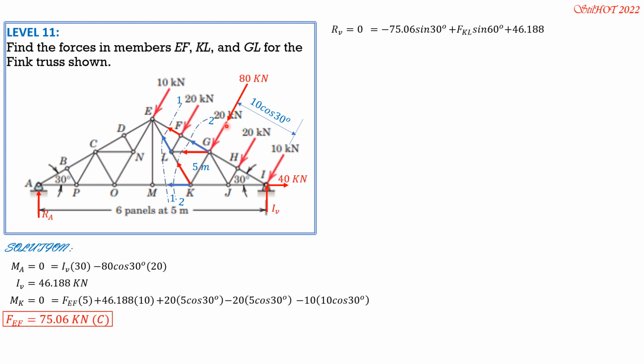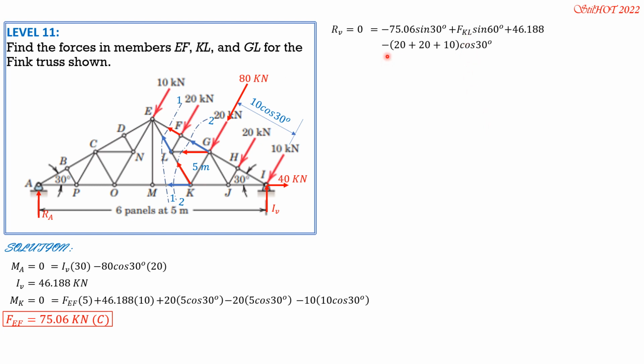Then minus 20, 20, 10. These three forces, their vertical components are multiplied by cosine of 30 because the angle that each of these forces makes with the vertical is 30 degrees. So minus quantity 20 plus 20 plus 10 cosine of 30. So FKL can now be computed.